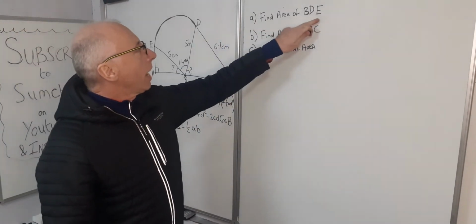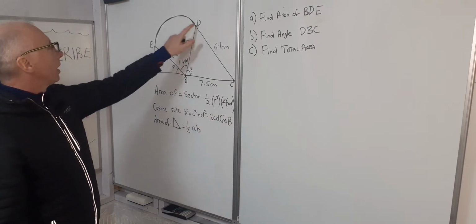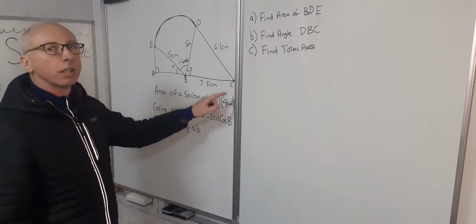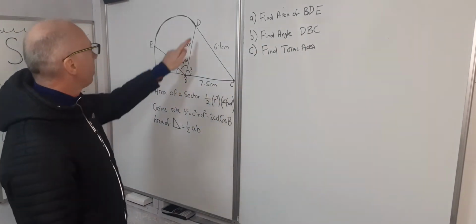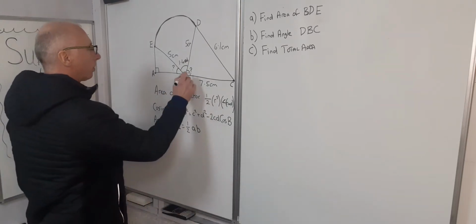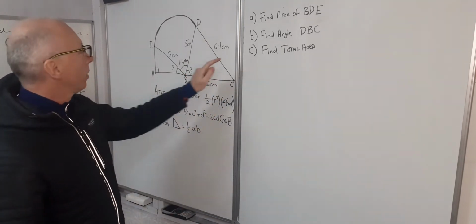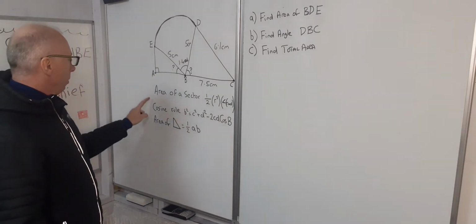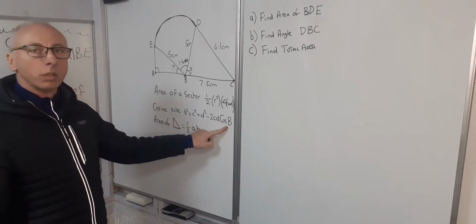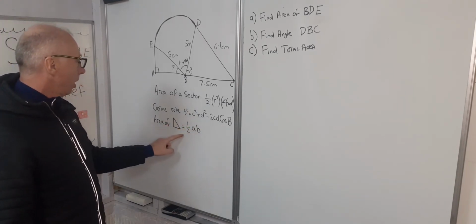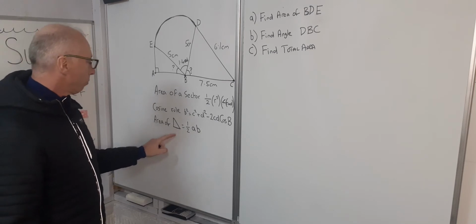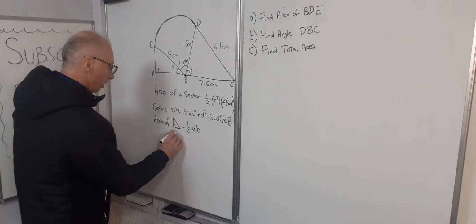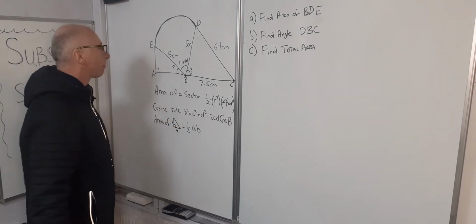Well, what we want to find is the area of BDE, so that's the area of this sector, and I've got the formula written here. Then the angle DBC, so that's this angle here, and then find the total area, that's with this right angled triangle in there. So formulas we're going to need is the cosine rule, which is here, and the area of a right angled triangle, which is half times a times b, where a and b are side a and side b.